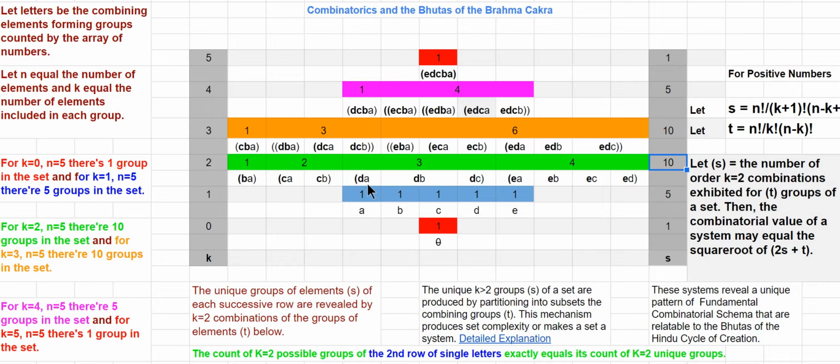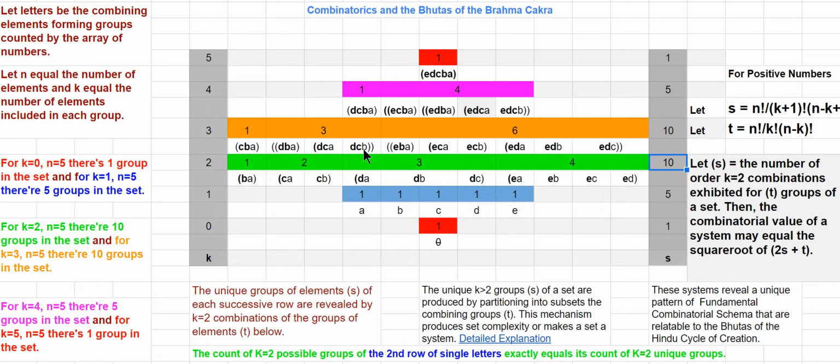In this group of Ds, we can see that the DC combined with the DA will produce the DBA. The DC with the DB will produce the DCB, and the DC with the DA will produce DCA, giving me 3.